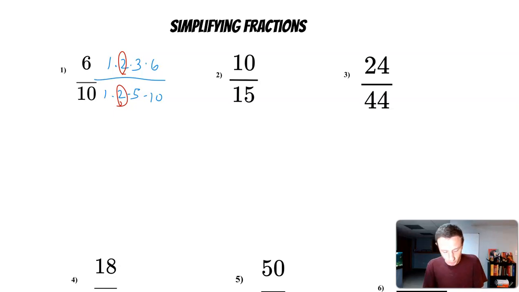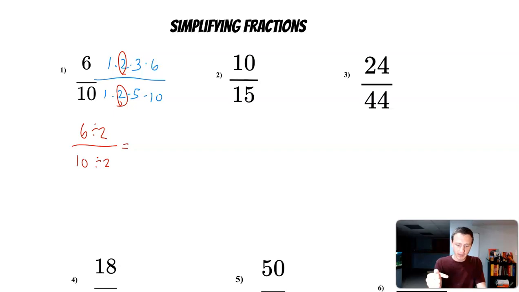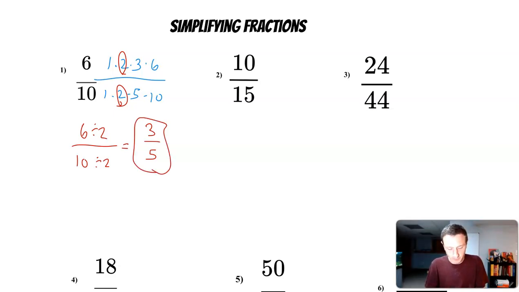So since that's the case, I'm going to do 6 divided by 2, and 10 divided by 2. So I'm going to divide both the top and the bottom by 2, that greatest common factor. 6 divided by 2 is 3. 10 divided by 2 is 5. So simplest form would be 3 over 5 from 6 over 10. So 6 over 10 simplifies down to 3 over 5 because 2 goes into 6, 2 goes into 10. There's no other larger number.